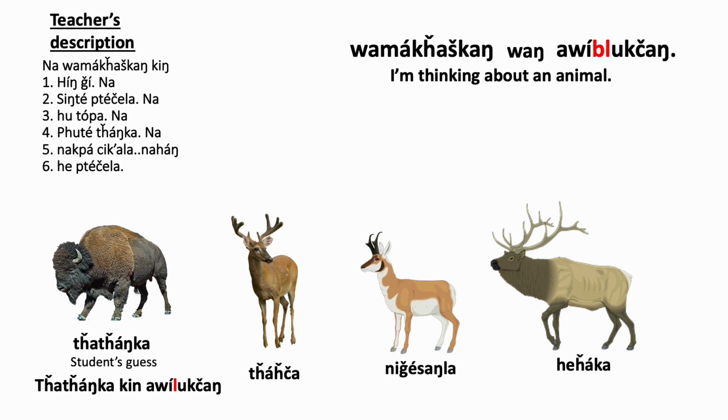Okay, so then once they decide, their response would be Tratranka ki awilukcha. You are thinking about the buffalo. And then the L is the conjugation. So when it's BL, I do the verb, it's L for you do it. So wamakashkawa awiblukcha, I'm thinking about an animal. Tratkankaki awilukcha, you are thinking about the buffalo.